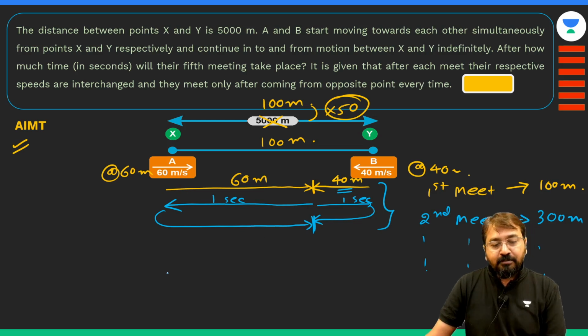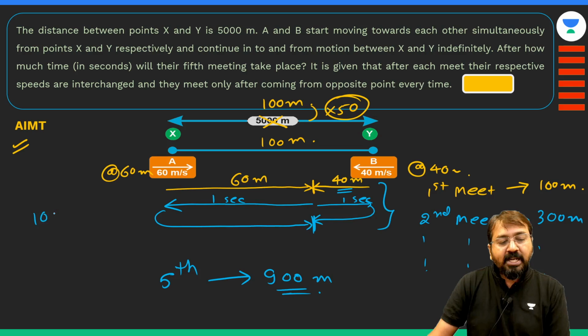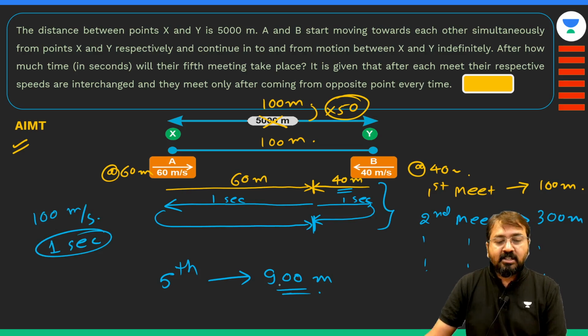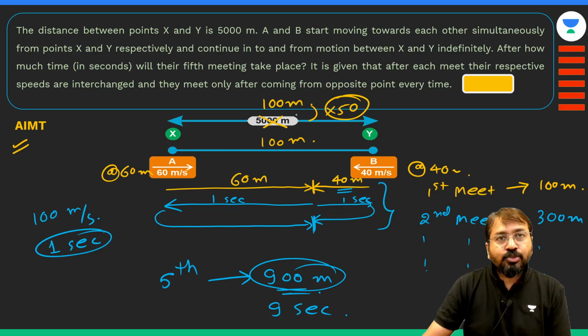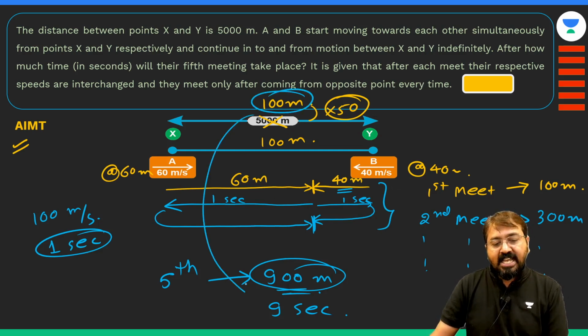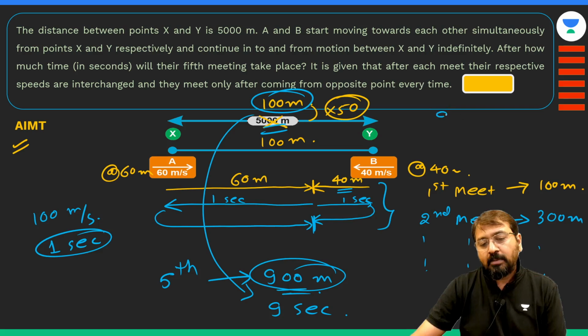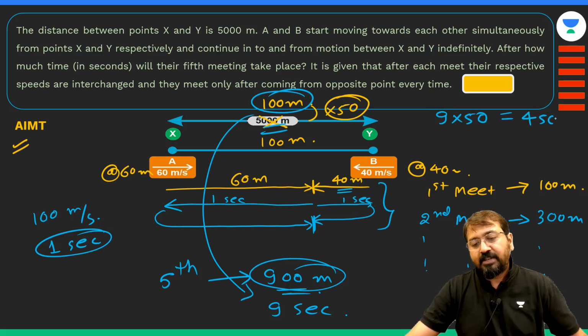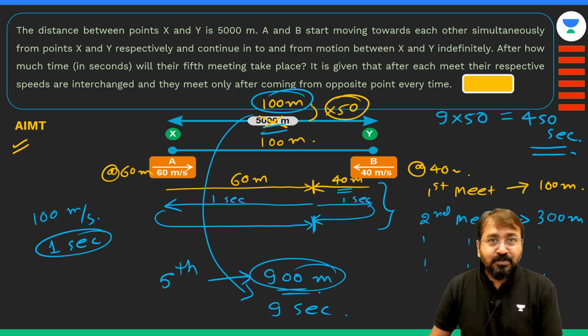So their fifth meet takes place when they have covered together a total distance of 900 meter. And we can easily make out the relative speed is 100 meter per second, so it will take just 1 second for them to cover 100 meter. So for 900 meter, it will take 9 seconds. So had the racetrack been of 100 meter, it would have taken 9 seconds. But since it is of 5000 meter, the time will also increase. So multiply 9 by 50. The multiplying factor will be 50 and it will become 450 seconds. That's your answer.